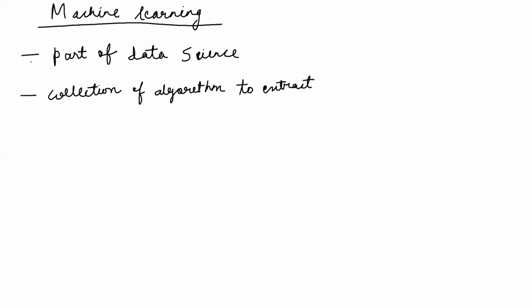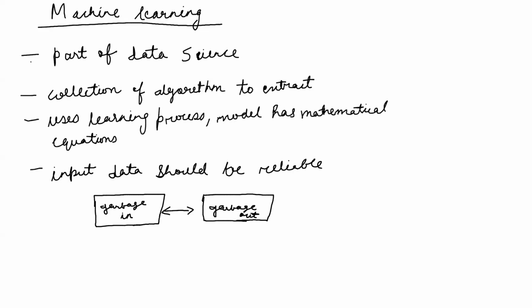Machine learning is a collection of algorithms which helps us in finding the patterns in the data. Machine learning learns the patterns inside the data, and this learning process is also called training. Behind every learning process, a machine learning model has a mathematical equation. That mathematical equation can be a linear equation, it can be a complex mathematical structure, or it can use any mathematical function. Based upon that, the learning process works.